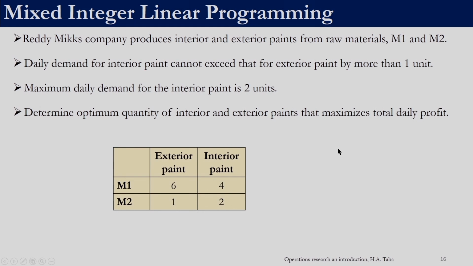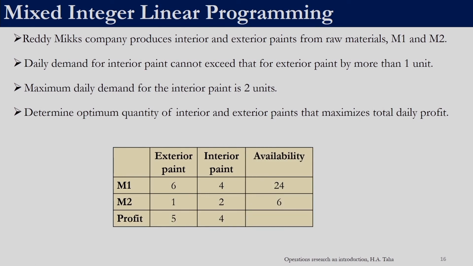This is a problem which we have previously discussed, the paint problem. There are 2 raw materials M1 and M2, and 2 types of paints can be produced, interior paint and exterior paint. These 4 values indicate the amount of raw material M1 and M2 required for manufacturing paint 1 and paint 2, and the availability of raw material M1 and M2 is 24 and 6. The profit realized by selling 1 unit of exterior paint is 5, and the profit realized by selling 1 unit of interior paint is 4. So, we need to decide how many units of exterior paint and how many units of interior paint need to be manufactured, so that we maximize the total daily profit.